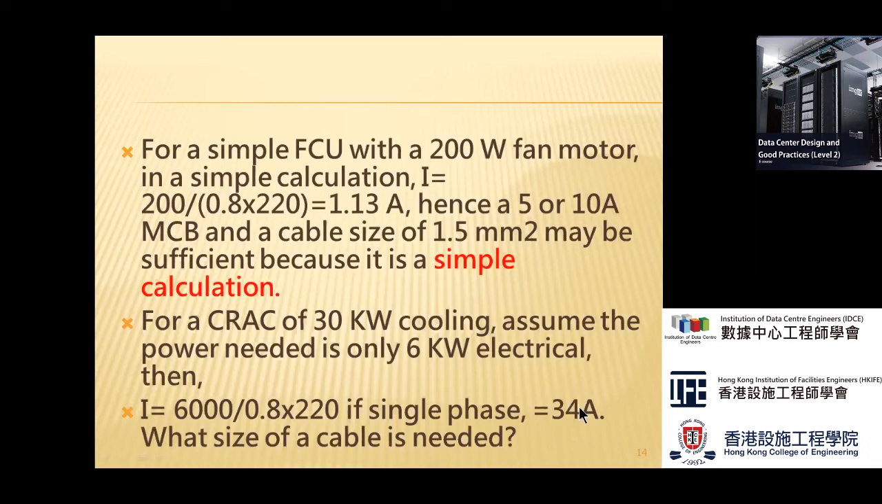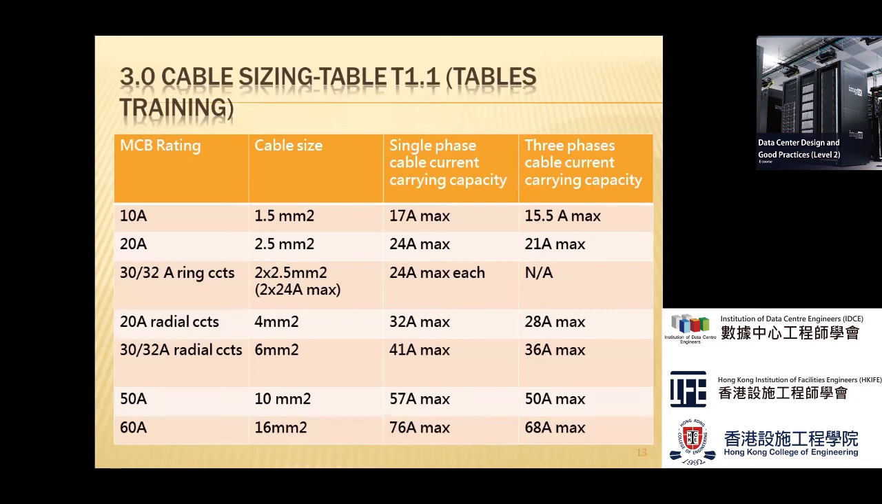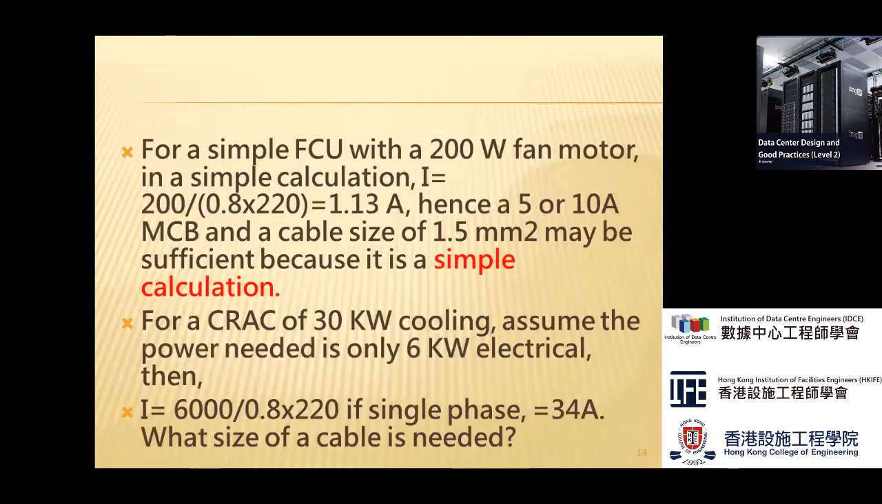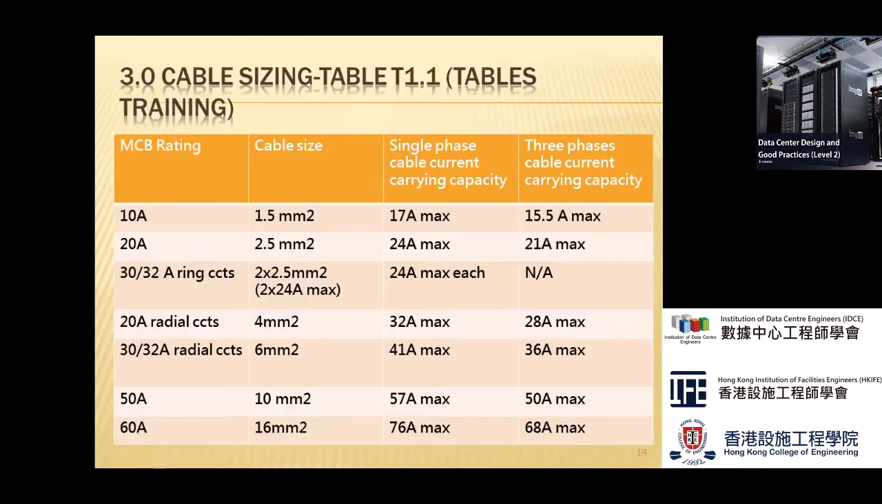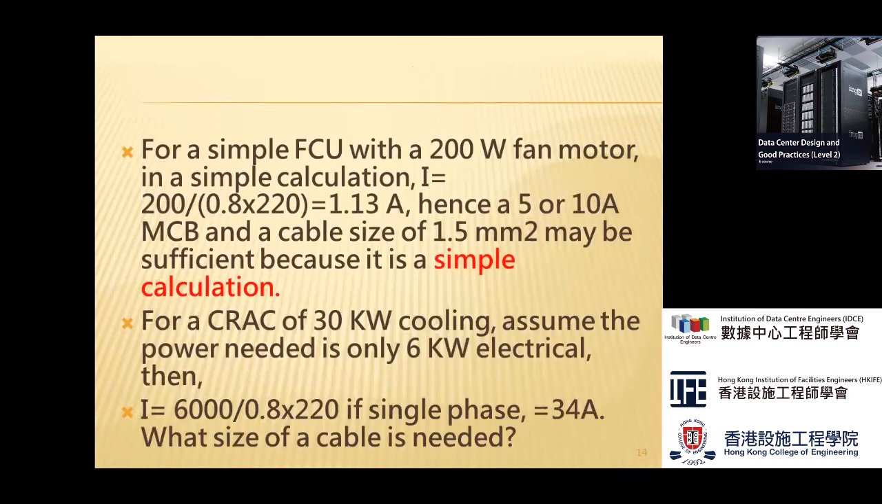So what size cable is needed for a single phase of 34 amp? Well, go back here. For 34 amp single phase, you might need at least a 6 mm square cable, because the 6 mm square cable can provide 41 amp, but you only need 34 amps, right? So 34 is less than 41 amp. You look pretty safe. Okay, so this is done. Let's move on.